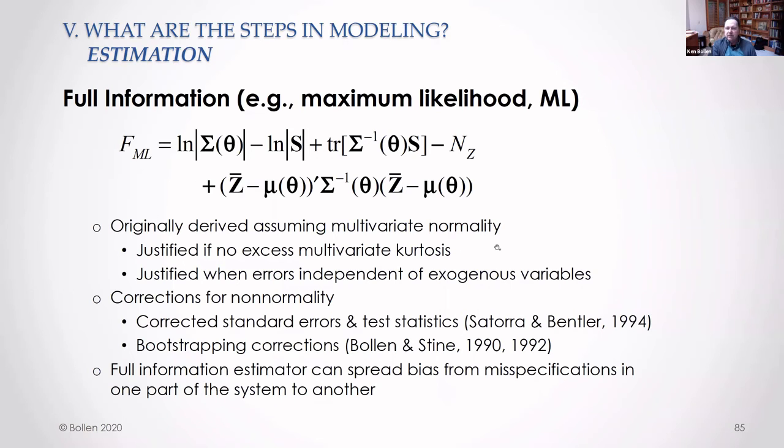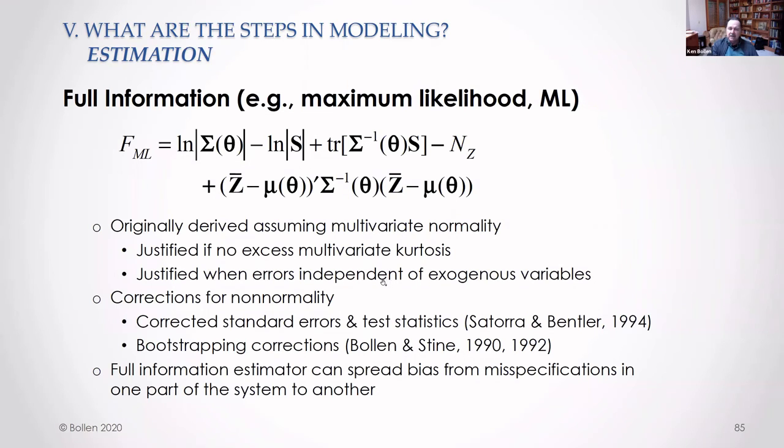This was originally derived assuming multivariate normality, but there has since been analytical work that has justified this estimator under slightly looser assumptions. For example, you can still use this estimator and have nice significance tests if you have observed variables that do not have multivariate kurtosis different than the normal distribution. So you can have skewness as long as that skewness is not accompanied by multivariate kurtosis.